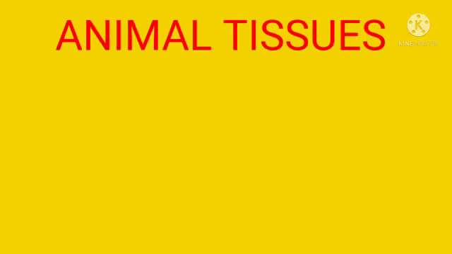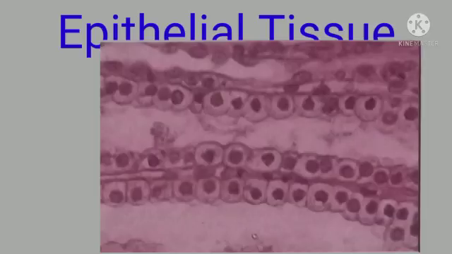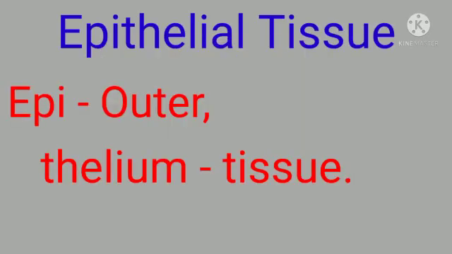Okay, now we will try to learn more about animal tissue. Majorly, animal tissues are divided into 4 types. They are epithelial tissue, connective tissue, muscle tissue, and nervous tissue. Epithelial tissue: Epi means outer, thelium means tissue. So, it is outer tissue.